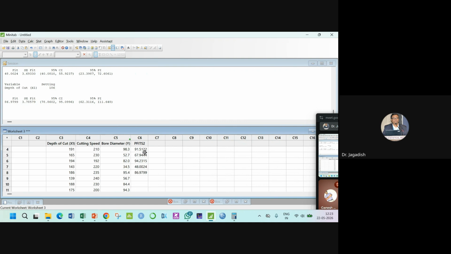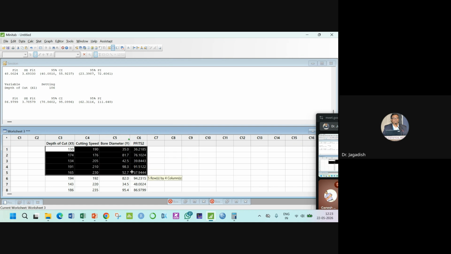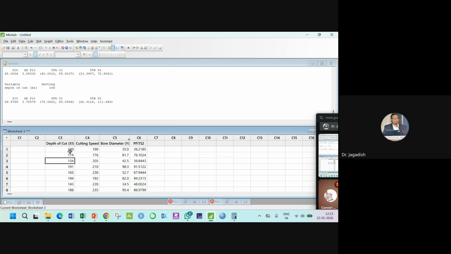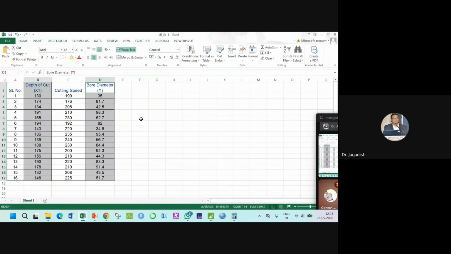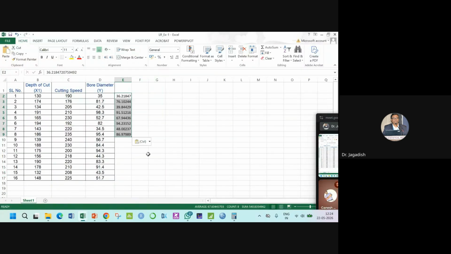So the actual experiment is 35, but the model is giving 36.21, isn't it? The difference of this will be your residual. Suppose I take these values here, so this is the predicted value.